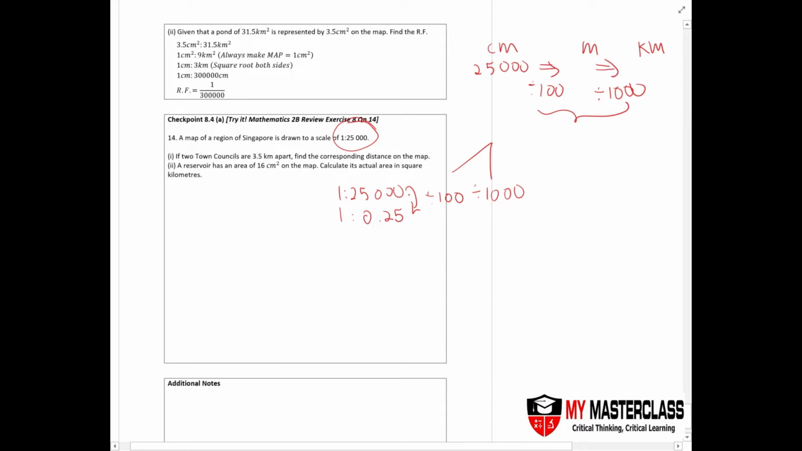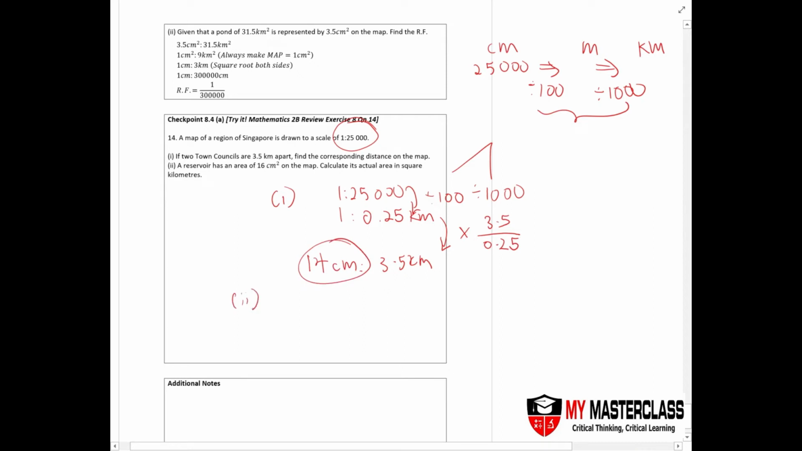Alright, so once you get this 0.25 kilometers, all you do is to just apply the question. Okay, if the two town councils are 3.5 kilometers apart, find a corresponding distance on the map. So remember these kilometers mean the actual. Okay, then the entirety is 3.5 kilometers. Correct? So what does this mean? It means to actually multiply this by 3.5 divided by 0.25. So therefore, your answer here would be 14 cm. Okay? And then part 2.